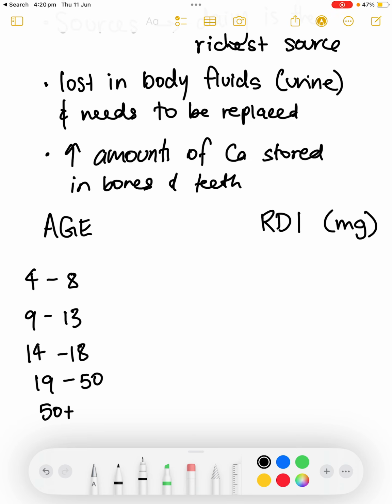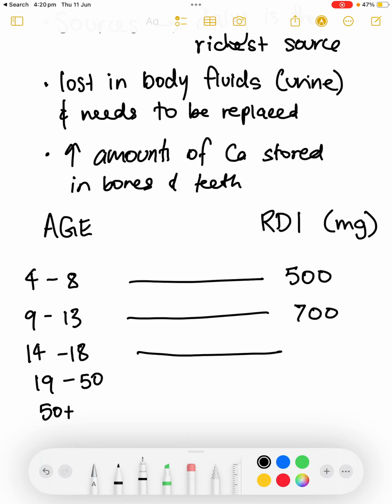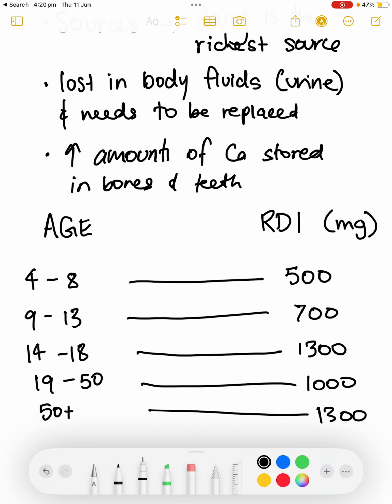Now, this is an estimate, okay? I'm not getting the exact amounts, but for calcium, we're going to see the amount of calcium with time increase. So here we go. So at 4 to 8, we require about 500 milligrams, 9 to 13, about 700. Between this age, 1300, this age, 1000, this age would need 1300. Now, the thing that you see here is why there's a huge jump from here to here, okay? And why is it it decreases from here and then increases back over here?